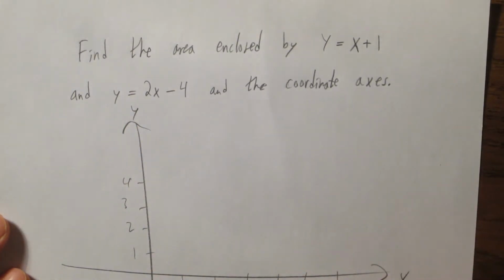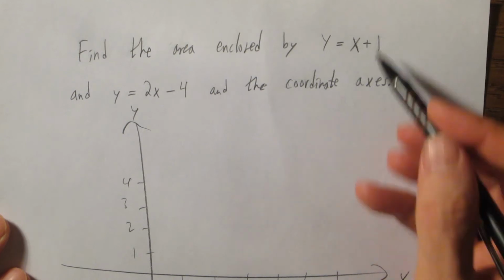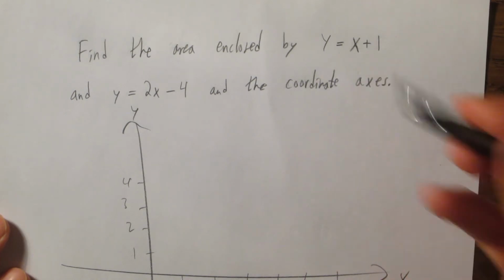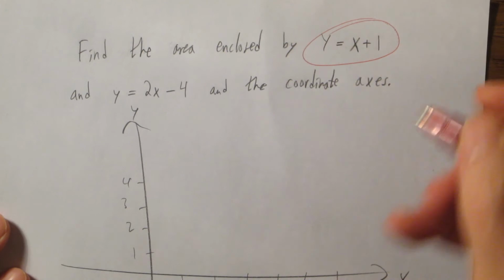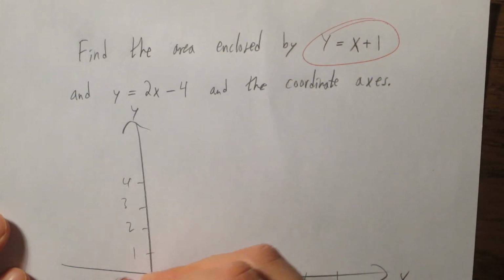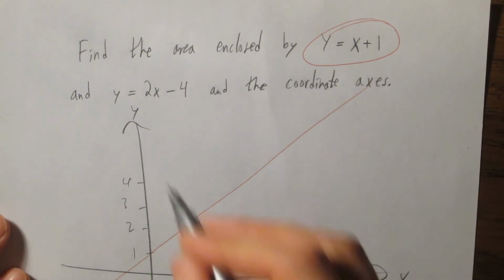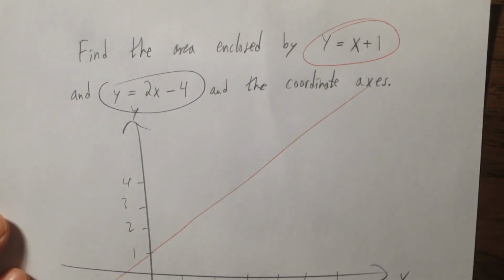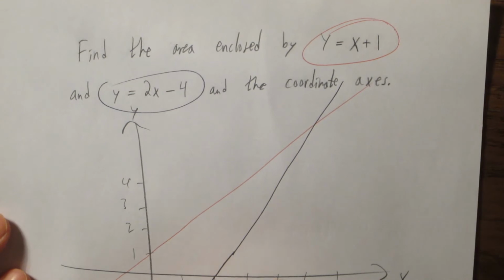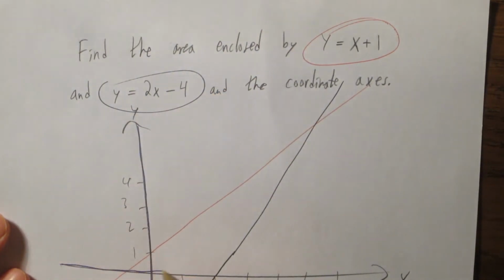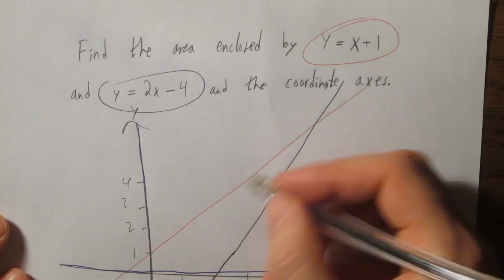and so on. Okay, so let's see what's going on. This line has slope 1, y-intercept 1. So it's going to look like this. This guy has slope 2, y-intercept minus 4. So it's going to look like this. And obviously this is the y-axis, this is the x-axis. So here is your area.